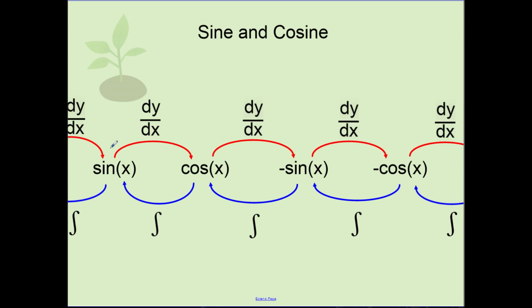So if we integrate sine of x, we are going to get negative cosine of x. Integrate negative cosine of x, we'll get negative sine of x. Integrate negative sine of x, we should get cosine of x. And if we integrate cosine of x, we should get sine of x. And you should always remember when you are integrating that you will get plus c. So don't forget those plus c's when integrating.